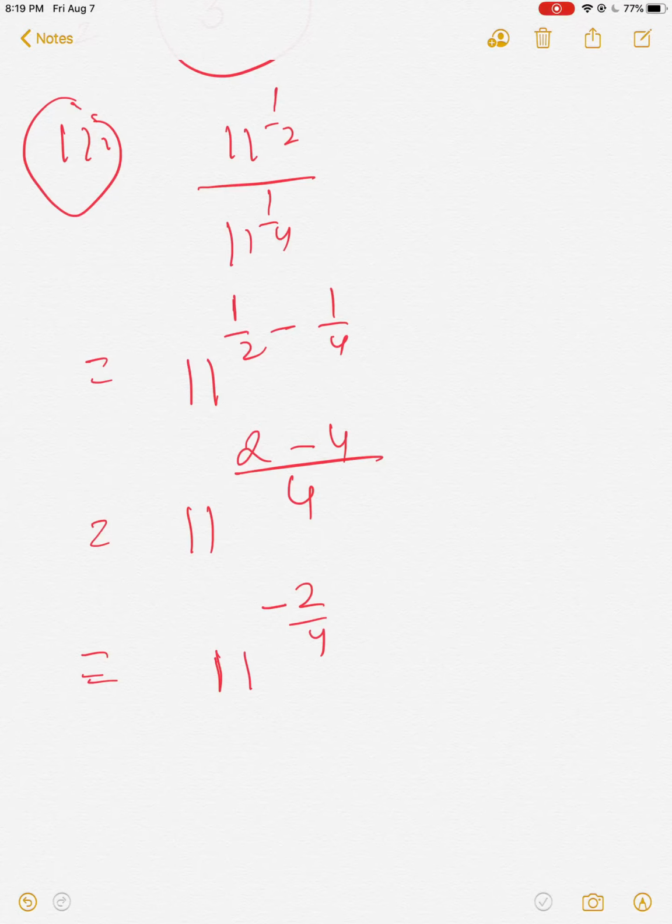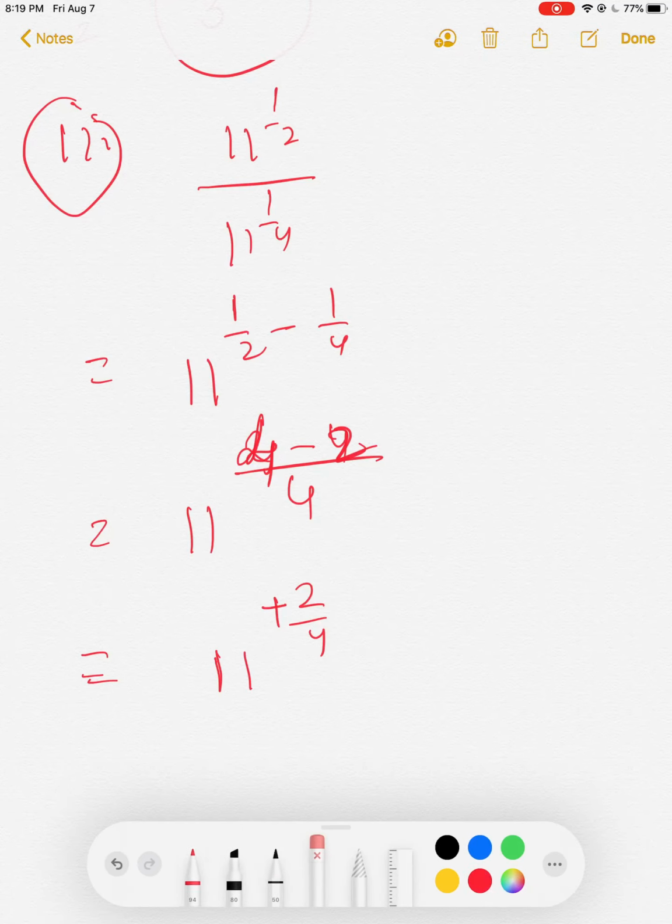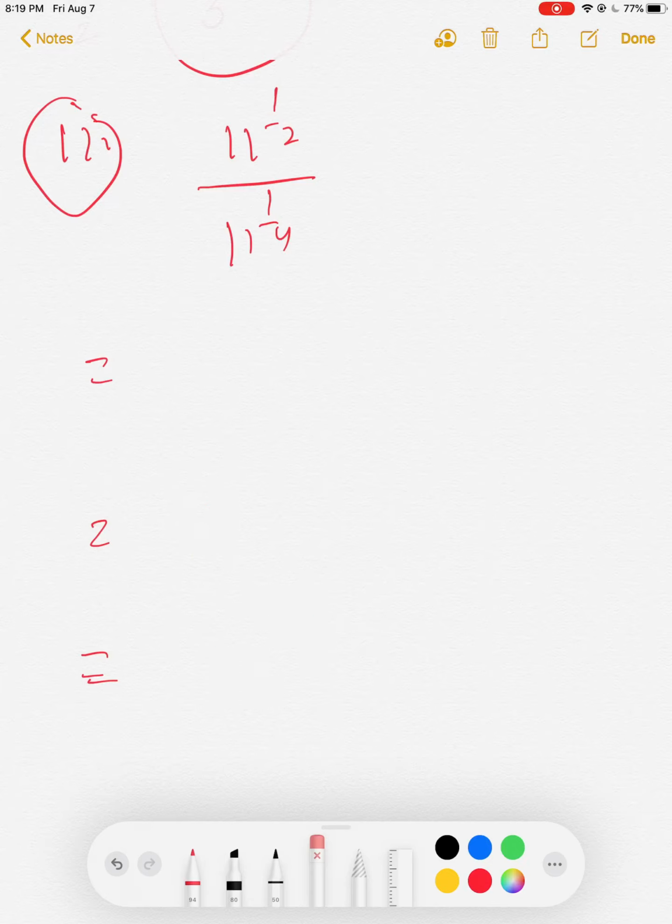Just a minute, here I have done wrong. Okay, here bases are same, powers will be subtracted.